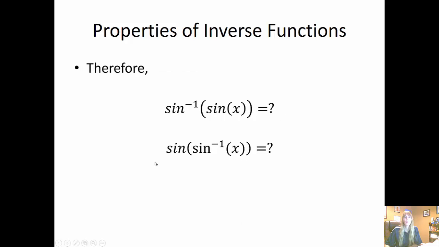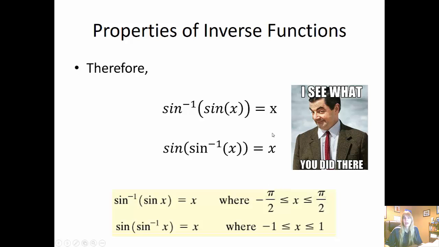So the same thing works with trig functions. If I have the inverse and then my function, or my function in the inverse, then I get my input back. And once again, we need to worry about restricting the domain.